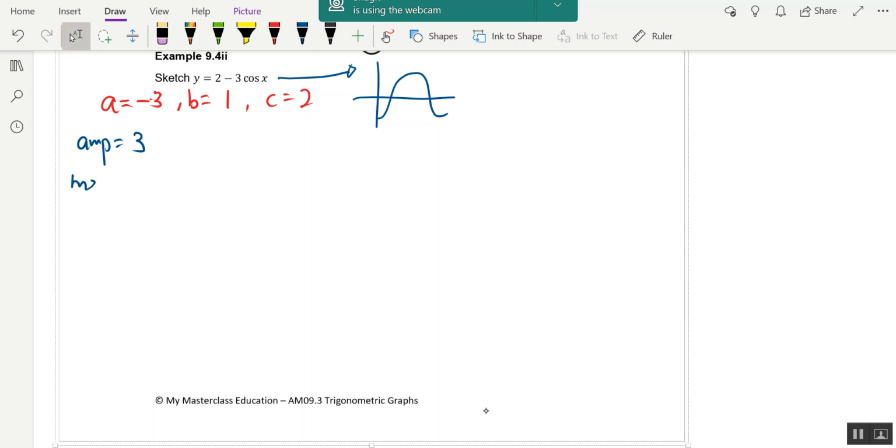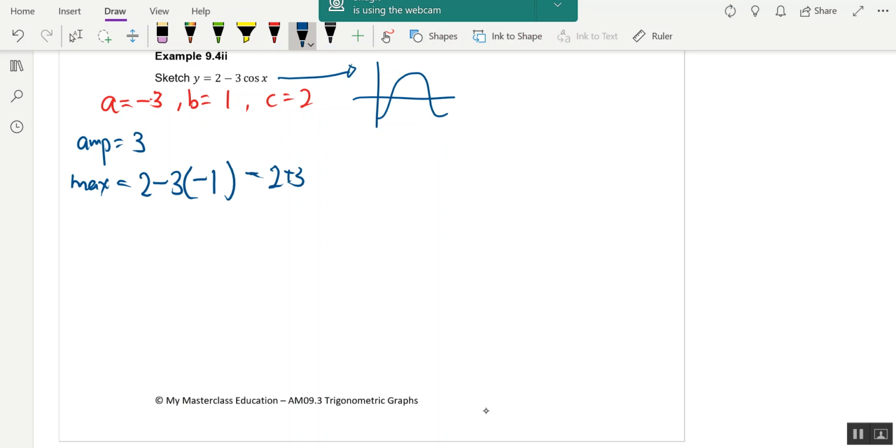Alright? Maximum, when it is negative, 2 minus 3 bracket. Are we going to use 1 to find the maximum? No. Because when it's negative here, we must use -1 to find the maximum. That will be 2 plus 3, which is equal to 5. When it is minimum, we don't use -1 to find the minimum. We use 1 instead, and that will give you -1. And the period, because it's just x, it will seem simple. That will just be equal to 360 degrees.